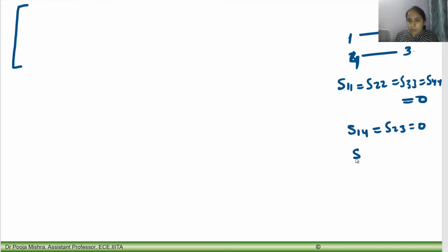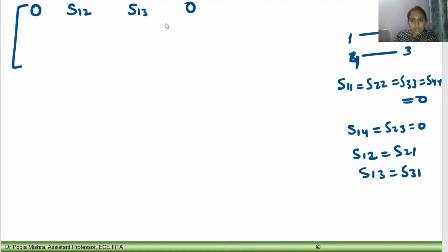And if it is reciprocal, what does it mean? S12 is equal to S21, S13 is equal to S31 and so on. So let's design its characteristic scattering matrix. S11 is 0, S12, yes, it will occur, S13, yes, it will occur, S14 is 0. S21 will be equal to S12 by the reciprocity condition. S22 is 0 because it is matched at this particular port. If no matching is given to you, you need to put the value. But let's suppose all the ports are matched.